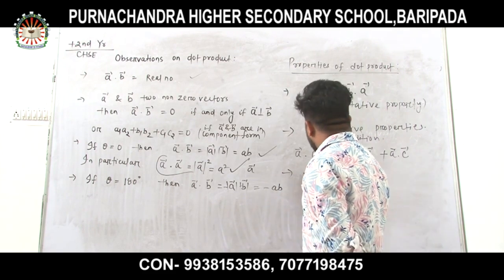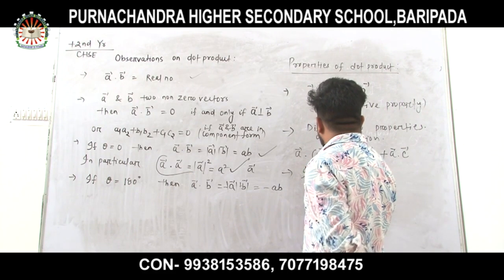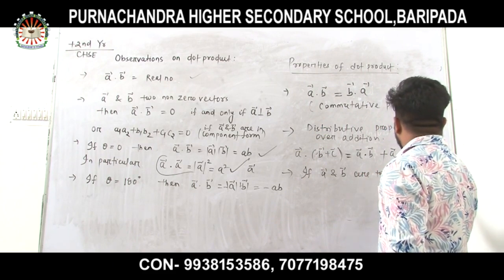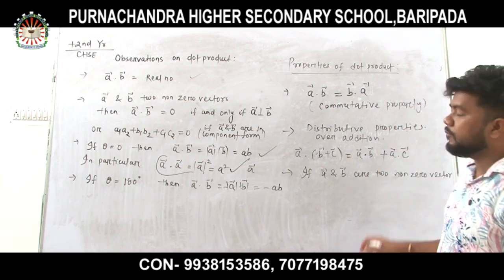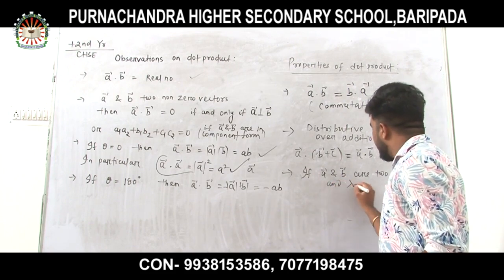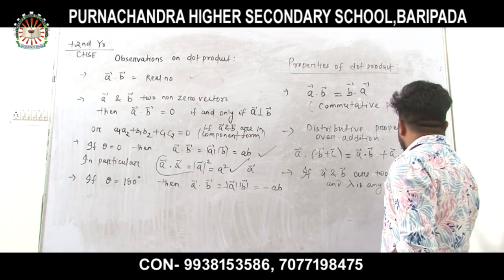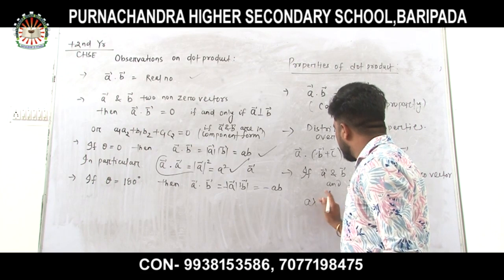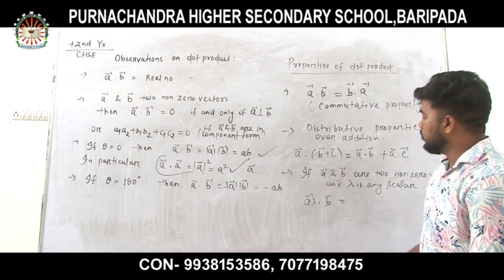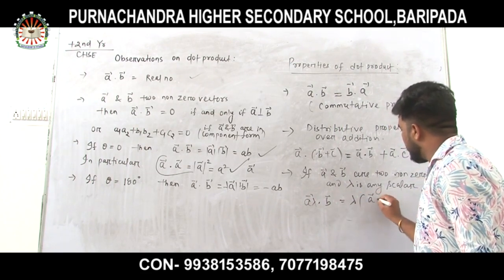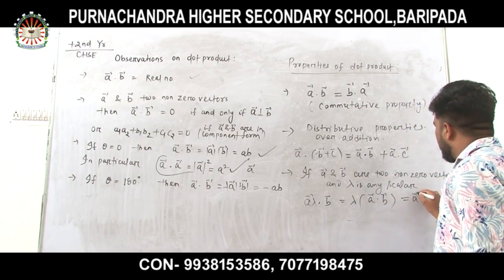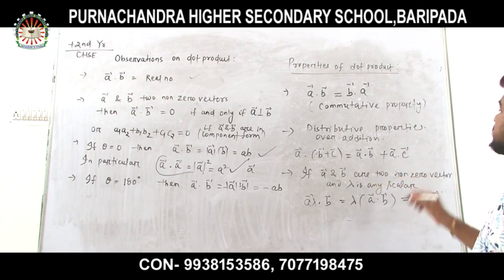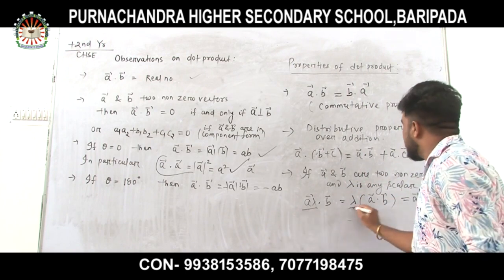Another property: if A and B are two non-zero vectors and lambda is any scalar, then (lambda A) dot B is equal to lambda (A dot B), which is equal to A dot (lambda B). These are all the same.